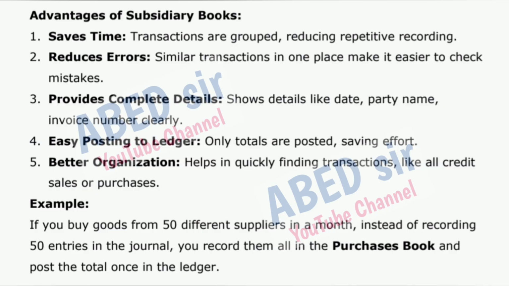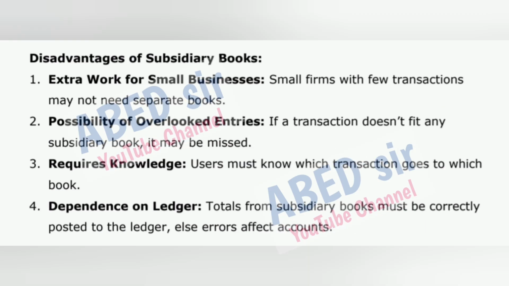Example. If you buy goods from 50 different suppliers in a month, instead of recording 50 entries in the journal, you record them all in the purchases book and post the total once in the ledger. Disadvantages of subsidiary books.